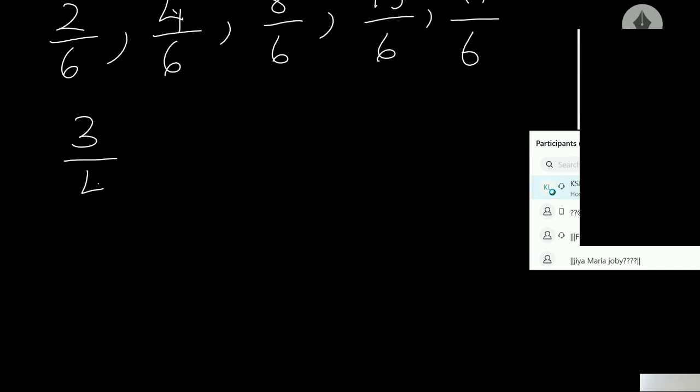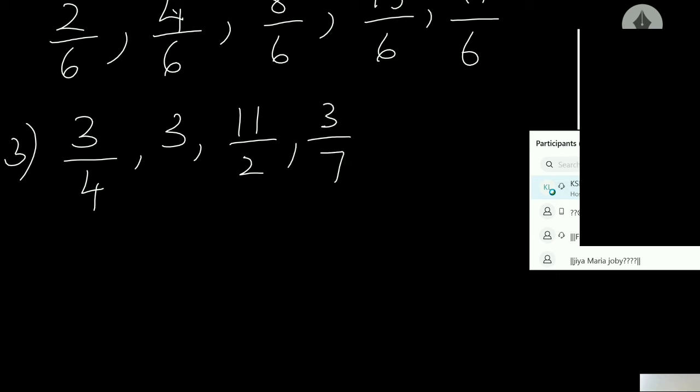The next question is 3 by 4, 3, 11 by 2, 3 by 7, 3 by 5. Here also you are provided with fractions with different denominators. The first fraction's denominator is 4. The next one has no denominator. What does it mean? Its denominator is 1. The next one is 2, then 7, and the last one is 5.